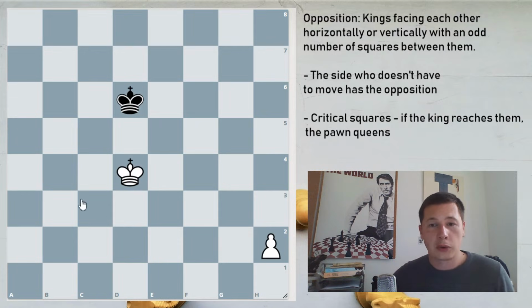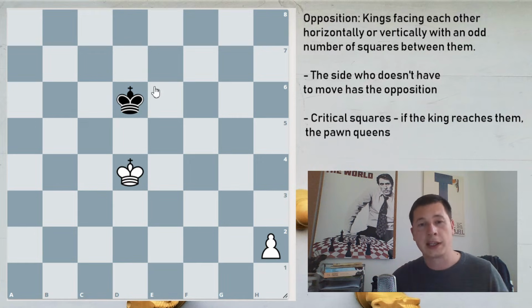Okay, now opposition. The opposition is one of probably the most famous chess terms, and it means that the kings are facing each other horizontally or vertically, so it can be a diagonal, a rank, or a file. And they have an odd number of squares between them. If there is an even number of squares, so let's say in this position the king wasn't on d6 but on d7, this wouldn't be the opposition.